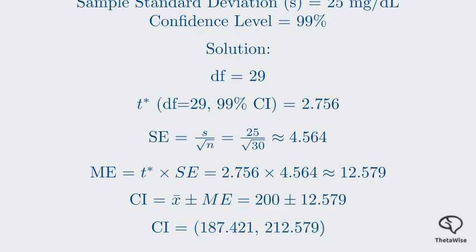212.579 milligrams per deciliter. So, we are 99% confident that the true mean cholesterol level for the population is between 187.421 and 212.579 milligrams per deciliter. Here's a practice question for the chi-square test.